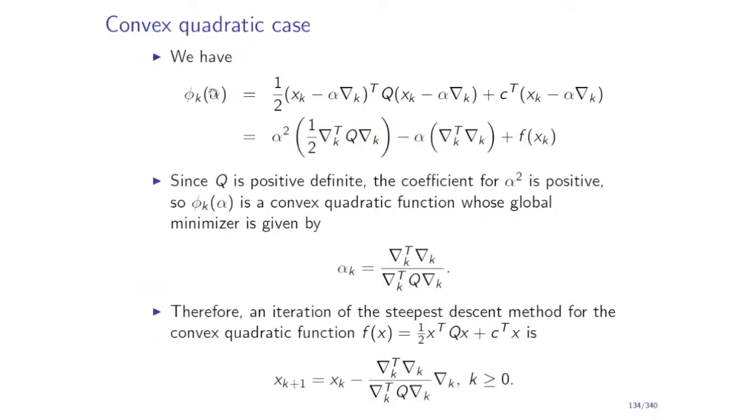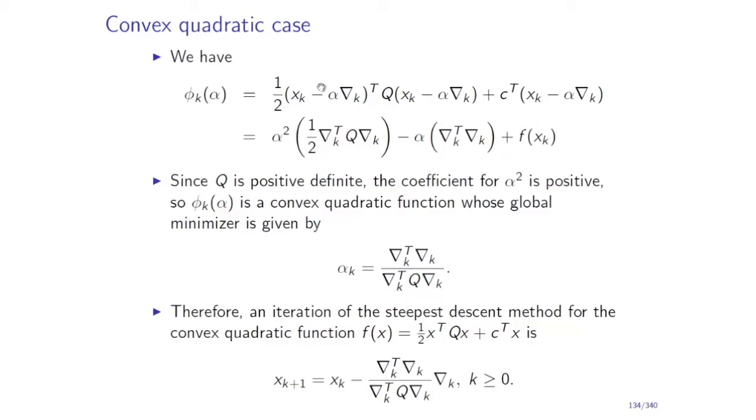This function phi k of alpha, if we plug in all the data we have here about f and about the gradient, we can see that this phi k of alpha is actually a quadratic function of a single variable alpha, where the coefficient for alpha squared is given by this expression here, and because the matrix Q is positive definite, this coefficient is positive. Then the coefficient for alpha is given by nabla k transpose times nabla k, and then we have a constant term f of xk.